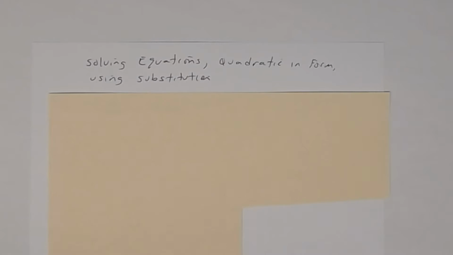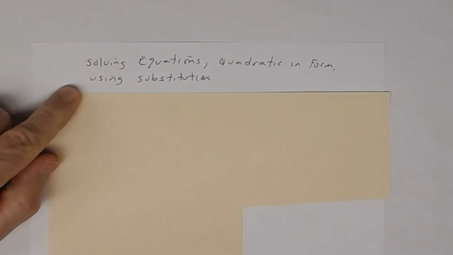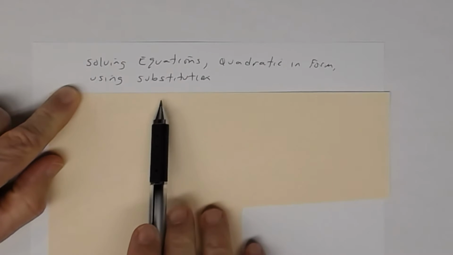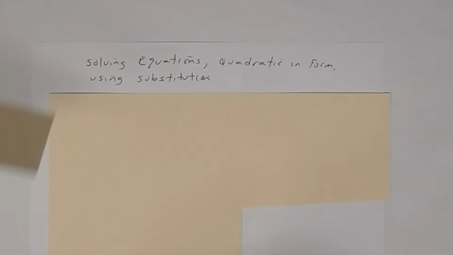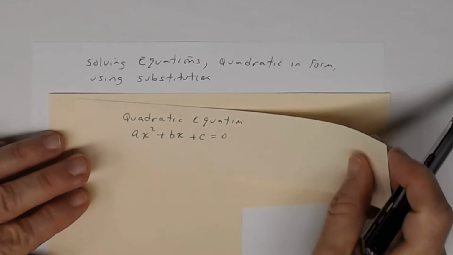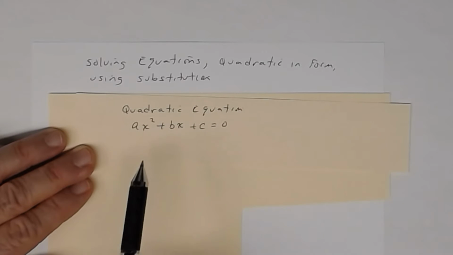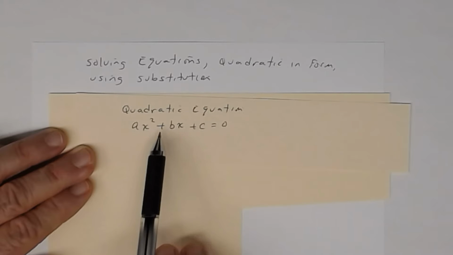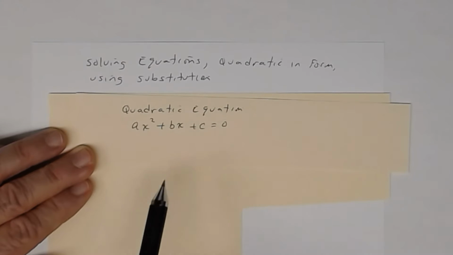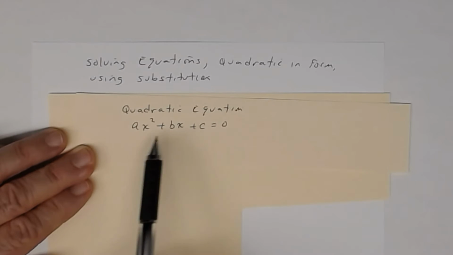In these examples, we're going to look at solving equations using substitution, and these equations, when we use substitution, will be quadratic in form. So remember, when we solved quadratic equations in previous lessons, it looked like this. So we had a quadratic equation, and we had ax squared plus bx plus c equals 0. So that was the form of a quadratic equation.